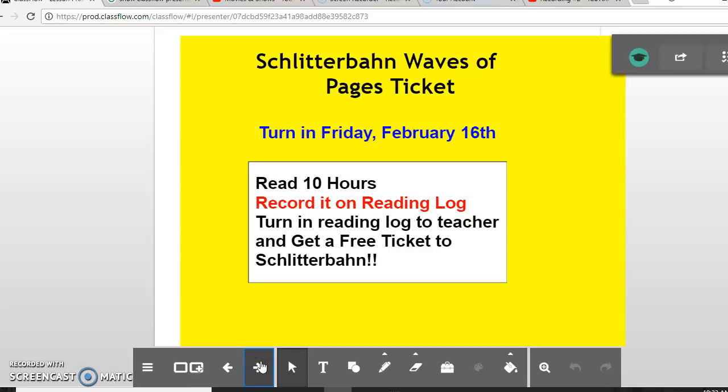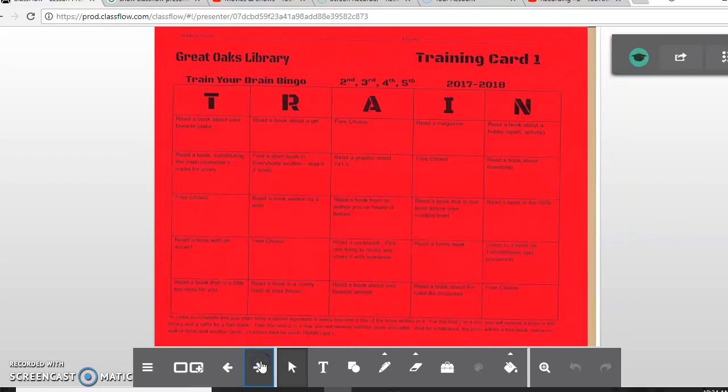This is a reading program that Mrs. Grindle does, and the students can earn a ticket to Schlitterbahn for reading. And this is what one of her, it's kind of like a bingo card. So, they have to complete 2 of the lines.